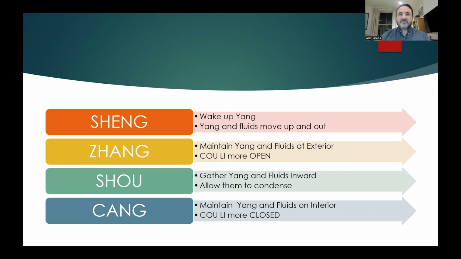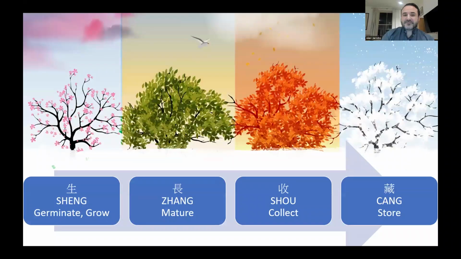And then in autumn, the challenge is to bring it all back in again, to gather the yang and fluids inward and allow them to condense. And then in winter, the challenge is to maintain them on the interior, to seal them on the interior so that we can protect ourselves against the extremities of cold. And that is a constant flow. And again, now you can understand that this initial chapter of the Neijing is pretty significant.